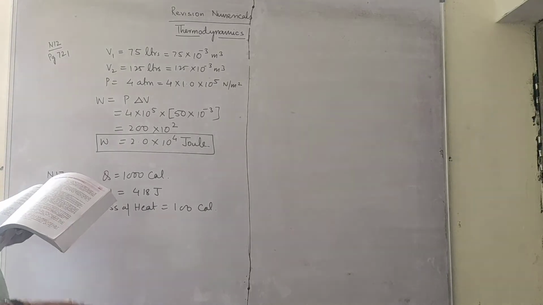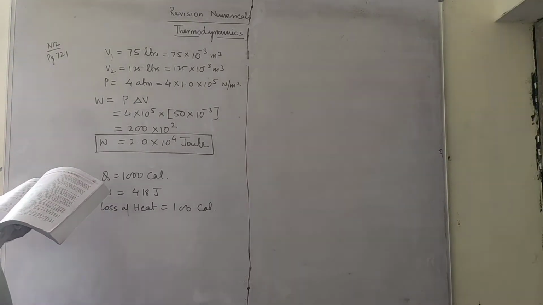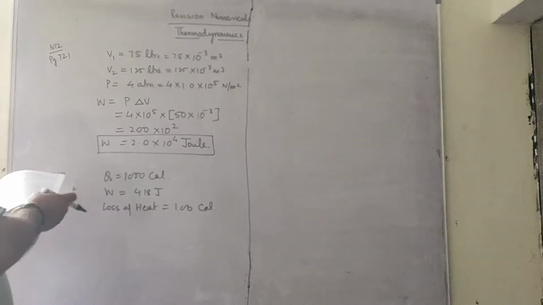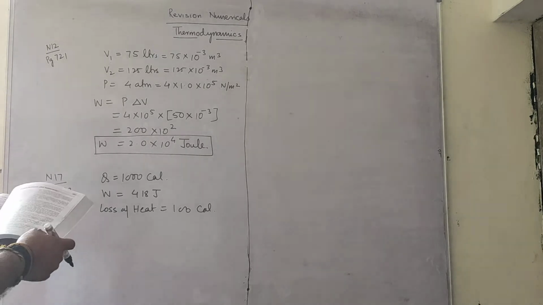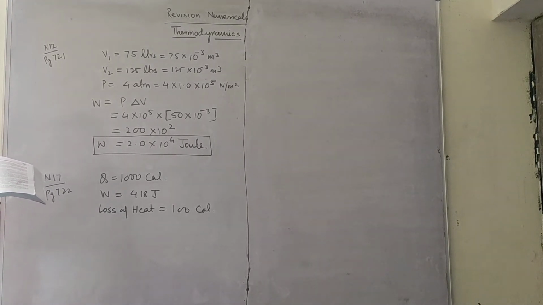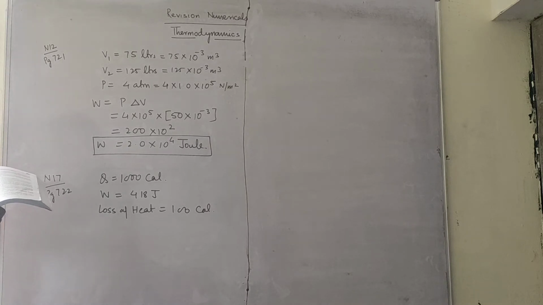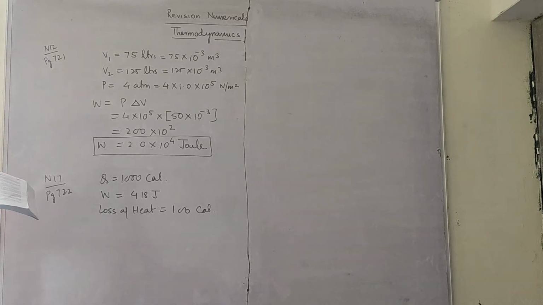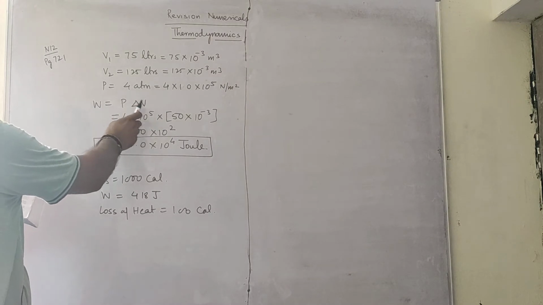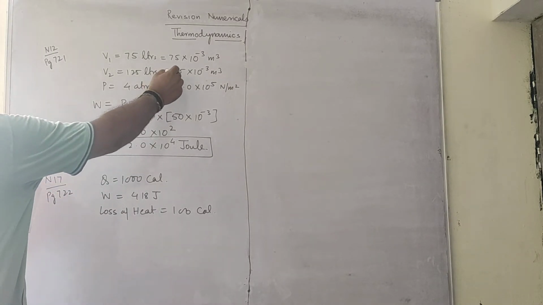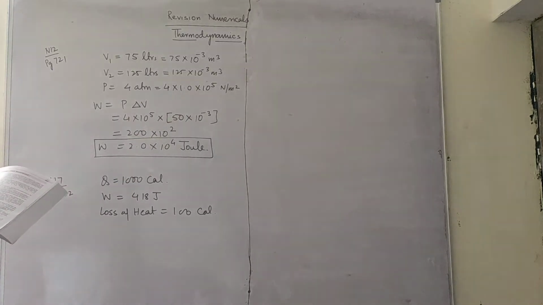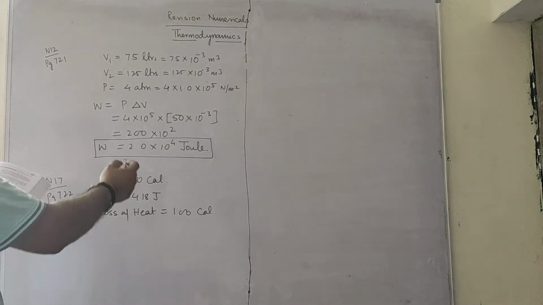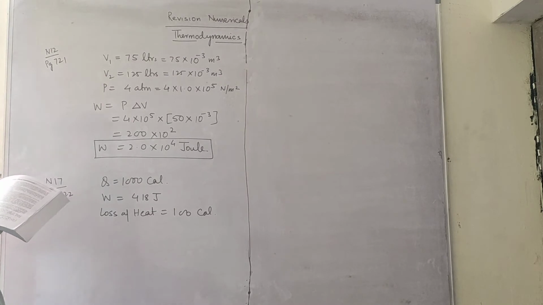V2 is 125 into 10 to the power minus 3 meter cube at an atmospheric pressure of 4 atmosphere. 1 atmosphere is equal to 1 into 10 to the power 5 Newton per meter square. It is given. The question is, find out the amount of work required to expand this gas. So work done is P delta V. Change in volume is 125 minus 75, that is 50 into 10 to the power minus 3. Pressure is 4 into 10 to the power 5. You will solve it, you will get work done as 2 into 10 to the power 4 joule.